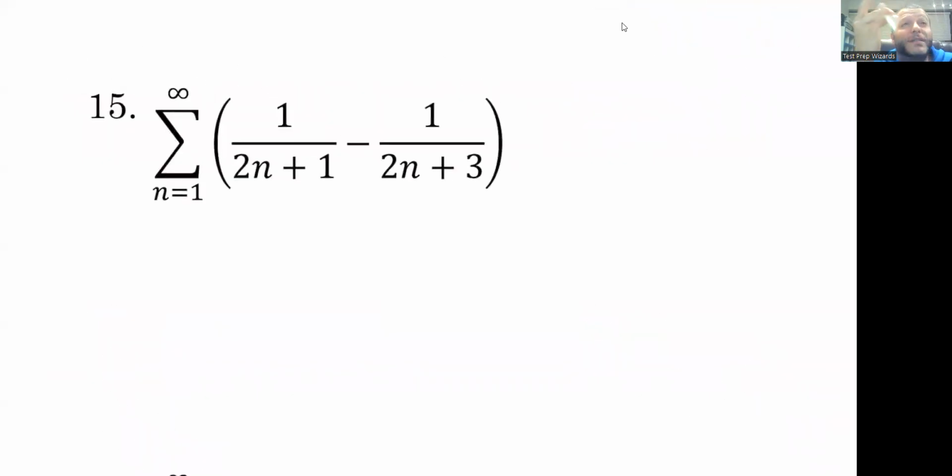All right, question 15 is a little bit of a weird looking one. We have kind of like this difference, right? So maybe we're unsure what this thing does. So maybe the first thing we think of is, hey, let's try the divergence test, right?